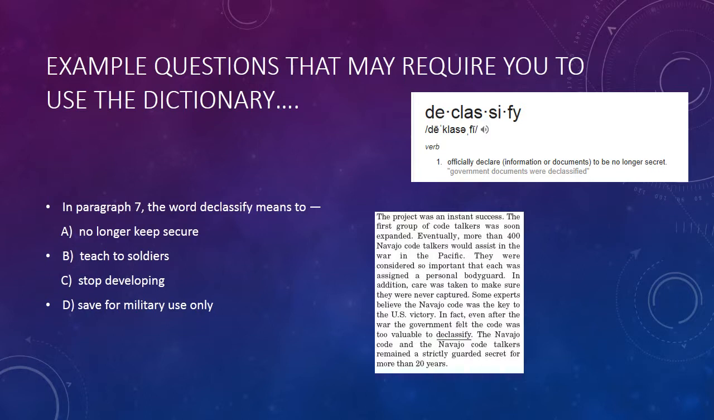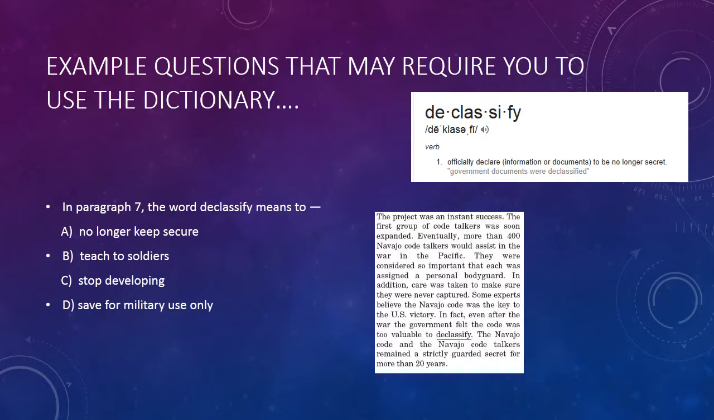If that still did not help me, or I wasn't 100% sure what that word meant, then I'm going to look up that word in the dictionary. And when I look the word up, I'm going to see that declassify means to officially declare to be no longer secret. So then I have to go back to my answer choices and decide which one of these means closest to not keeping it a secret. Well, if you're not keeping something secure, that means it's not safe. And oftentimes when I think of a secret, I want my secrets to be kept safe. So A looks like the best choice in this case.